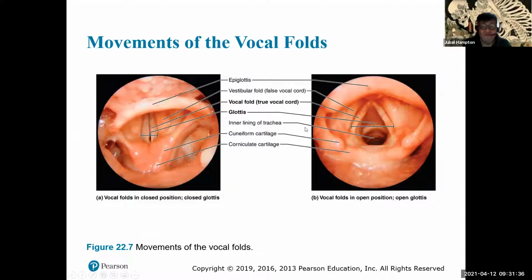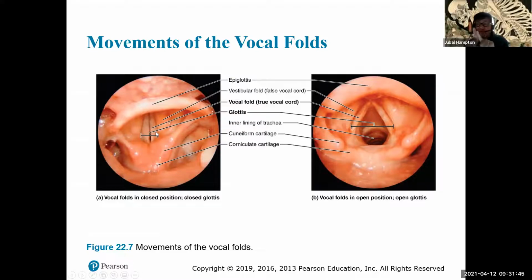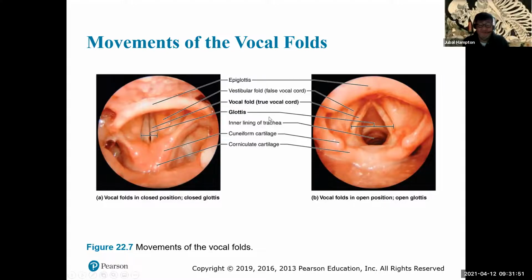This is just showing an actual vocal apparatus in a human. These are the vocal cords when they're together. And you'll notice there's like no real space there. But when we breathe, we get this opening. And that opening again is the glottis.